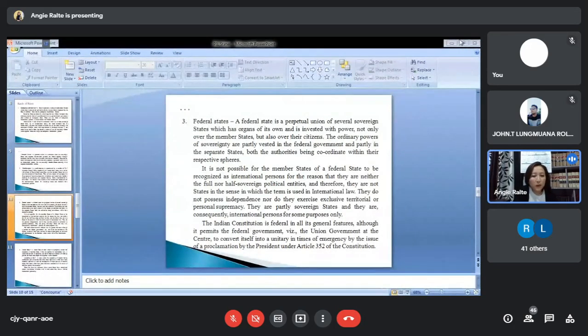It is not possible for the member states of a federal state to be recognized as international persons for the reason that they are neither full nor half sovereign political entities, and therefore they are not states in the sense in which the term is used in international law. Under international law, the federal states cannot be called an international person because they are neither full nor half sovereign political entities. They are partly sovereign states and they are international persons for some purposes only.